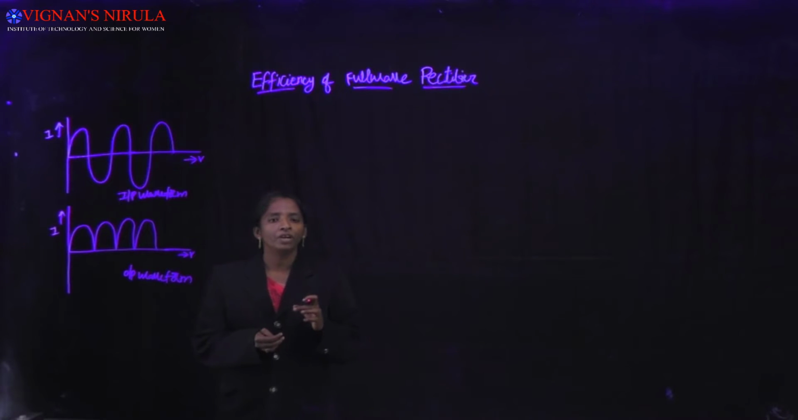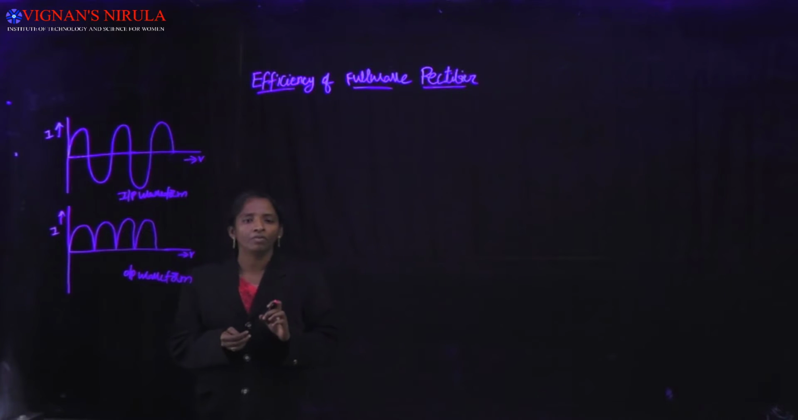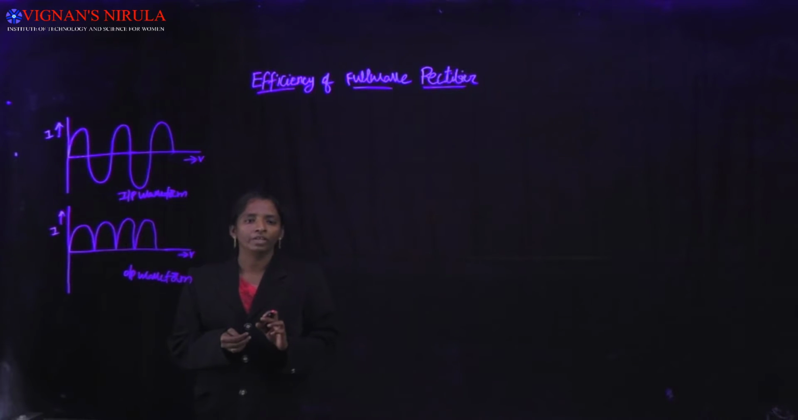For half wave rectifier we are getting efficiency of 40.6 percent. In full wave rectifier we are getting twice the efficiency of half wave rectifier. So this is the input waveform for full wave rectifier and this is the output waveform for full wave rectifier.